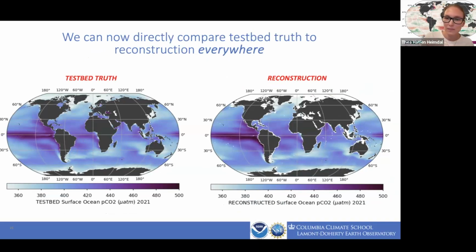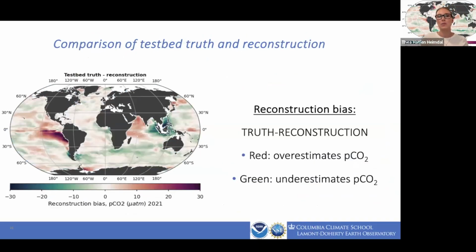space. So what we can do now is compare the testbed truth to our reconstruction in many different ways and look at different kinds of error metrics. Here I'm showing something called bias. So we're looking at whether the reconstruction over or underestimates the PCO2. The red colors here show an overestimating of PCO2, so a positive bias, and the green areas show an underestimation of PCO2, so a negative bias.